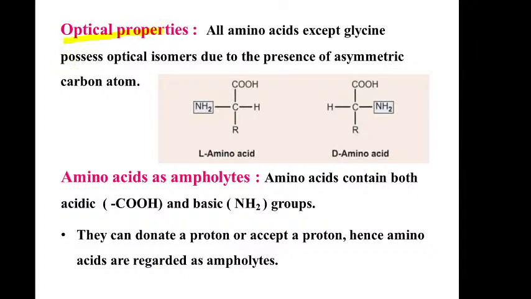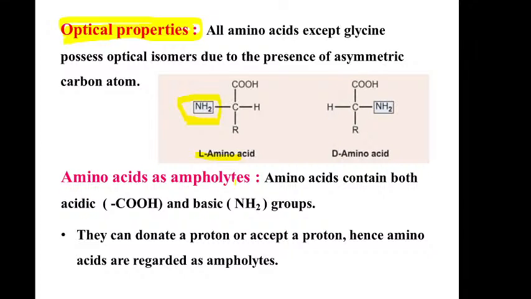After it we have optical properties. Now what are basically the optical properties? All amino acids except glycine possess optical isomers due to the presence of asymmetric carbon atoms. So if you see here, the amino group is attached here in the case of L amino acids. In D amino acids, the amino group is on the other side.